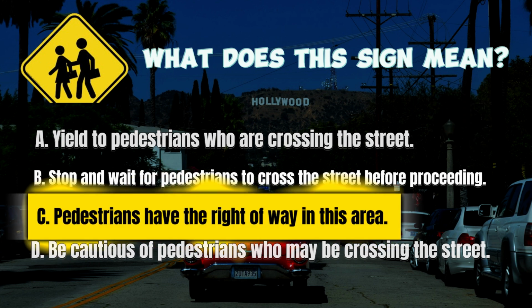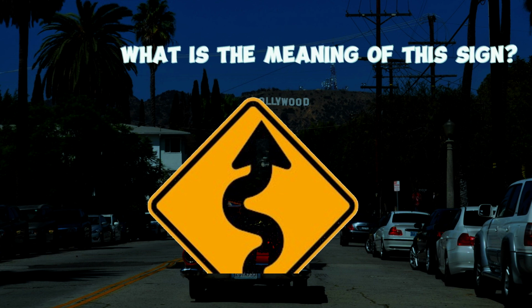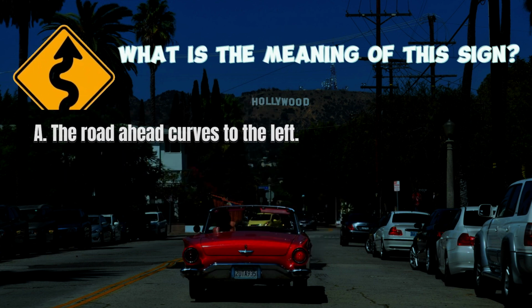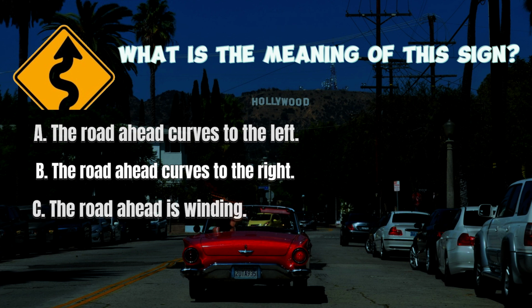Answer. C. Pedestrians have the right of way in this area. What is the meaning of this sign? A. The road ahead curves to the left. B. The road ahead curves to the right. C. The road ahead is winding. D. The road ahead is narrow.